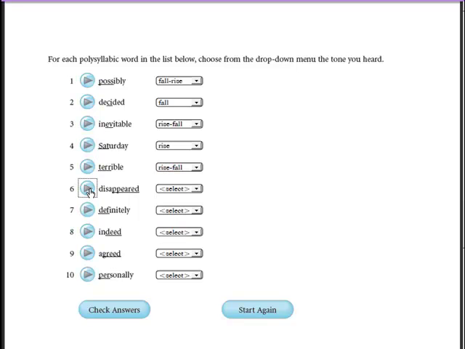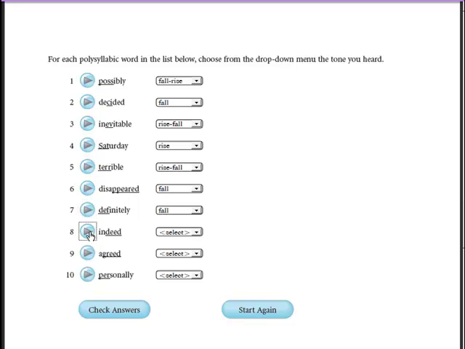Disappeared. If you said fall, you are correct. Definitely. This one is another fall. Listen to the similarity in the 3 falls we have so far. Decided. Disappeared. Definitely. All the same tone. They're falling from a starting point to a lower pitch.